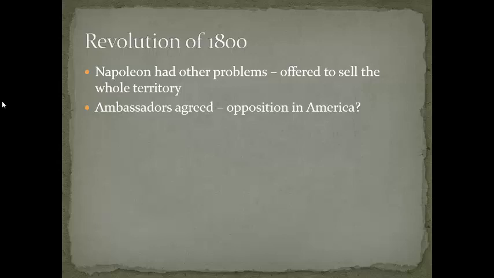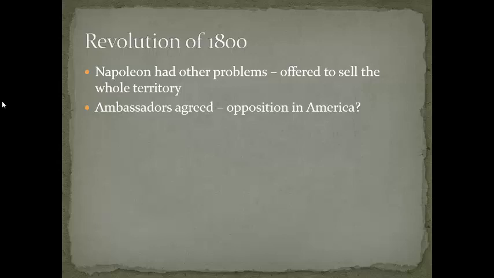And so the American ambassadors agreed to this, and they came back and they told Thomas Jefferson, not only does he want to sell us New Orleans, he wants to sell us the entire territory. And for his part, Jefferson wants to take it. Remember, Jefferson believes in westward expansion. He wants a nation of farmers. So the more land we have, the more land open to farming we have, Jefferson believes that is the best route to take for the United States. So Jefferson wants this land.